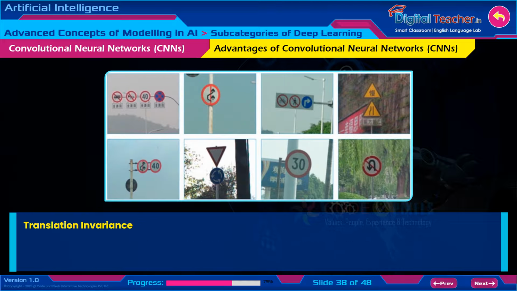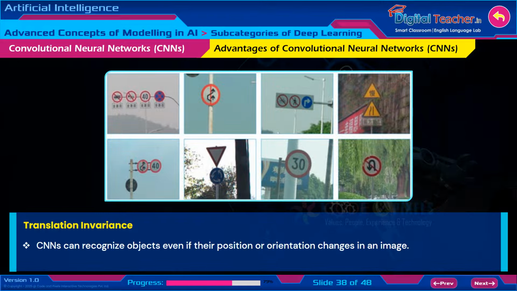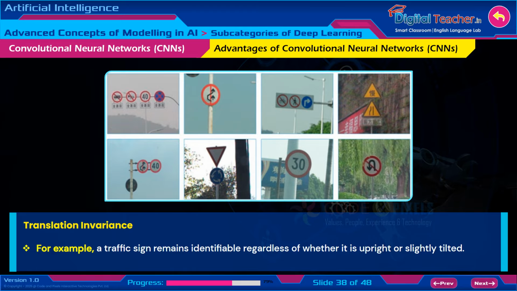Translation invariance. Convolutional neural networks can recognize objects even if their position or orientation changes in an image. They can detect the same object, whether it's in the center, at the corner, or slightly rotated. For example, a traffic sign remains identifiable regardless of whether it is upright or slightly tilted.